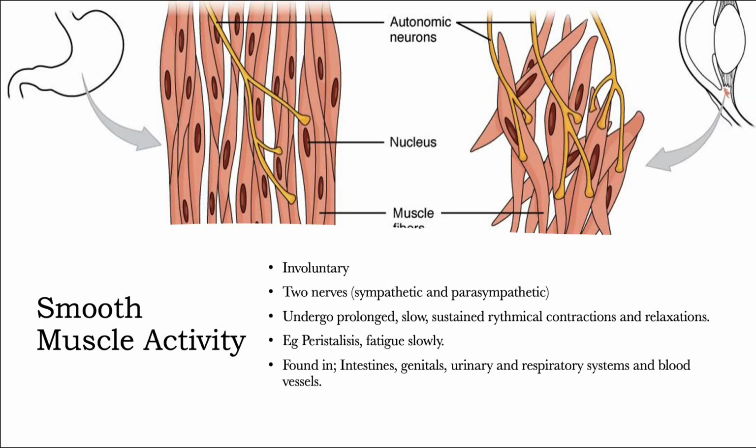The smooth muscle activity, number one, is involuntary. It's not controlled by you. It's not something you control yourself. It is controlled by the brain, by the autonomic nervous system. There are two nerves that are capable of innervating it: the sympathetic and the parasympathetic nervous system. They are capable of undergoing prolonged, slow, sustained rhythmical contractions like peristalsis, and they fatigue very slowly.